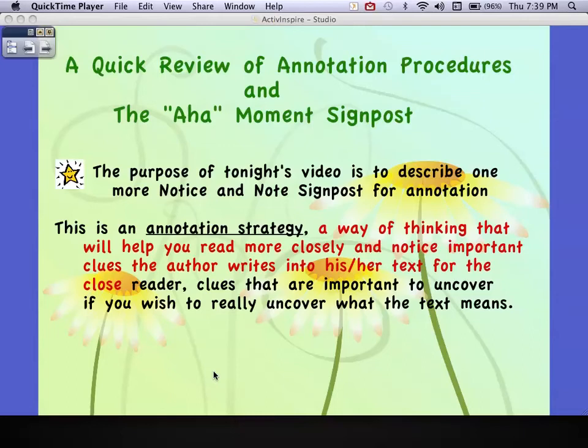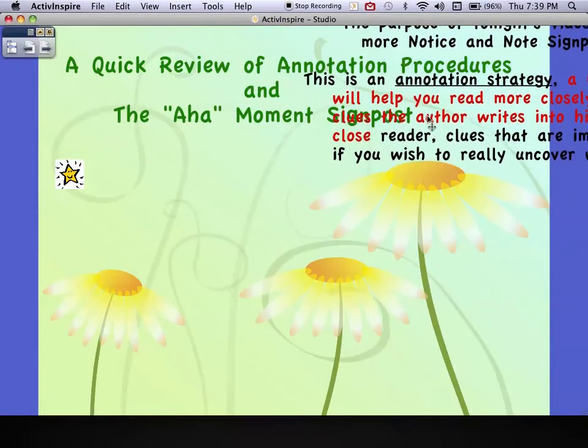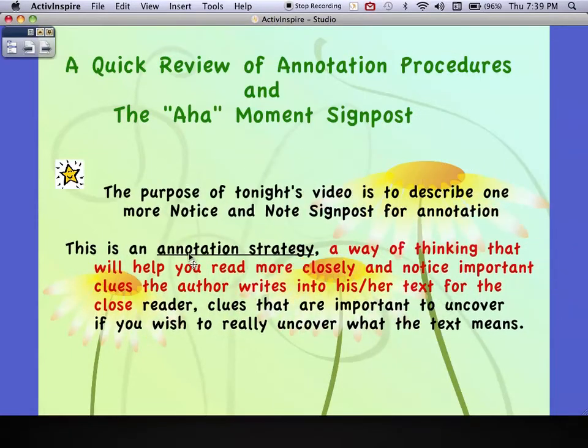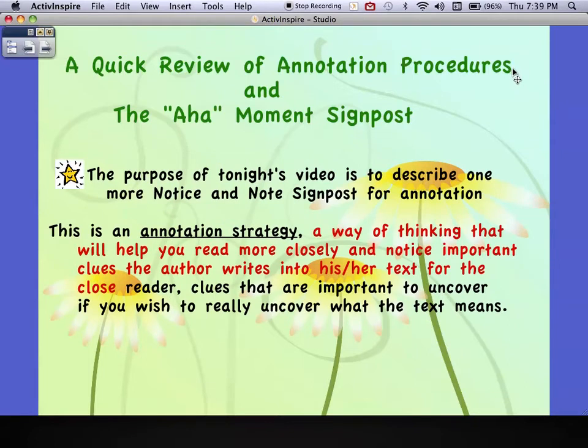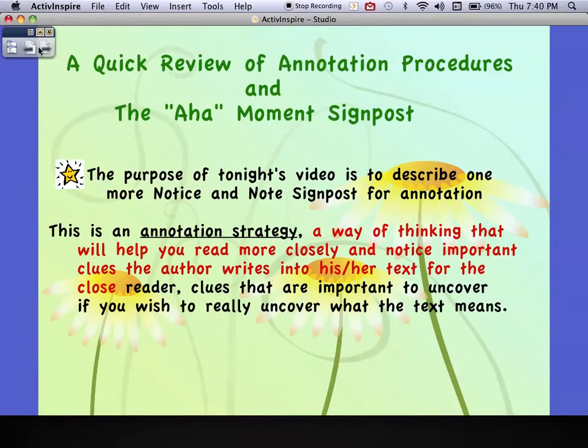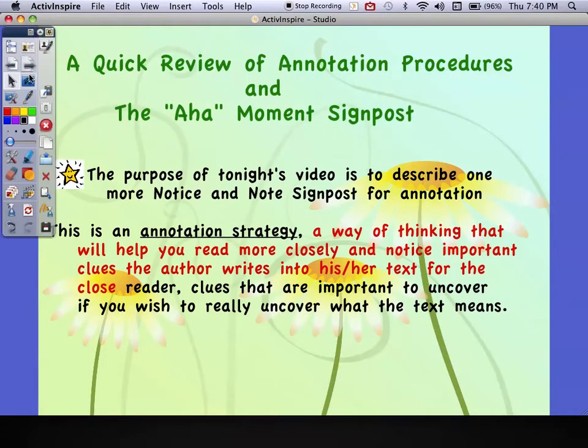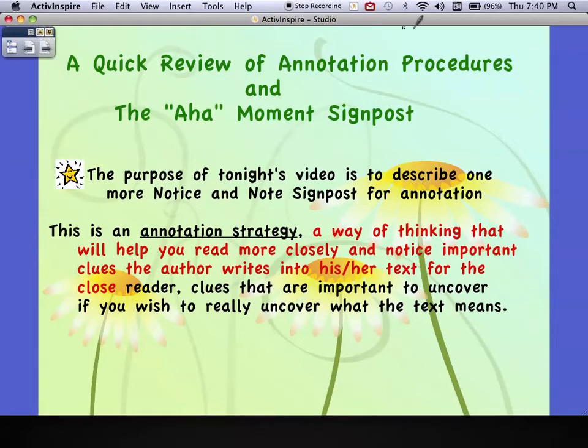A third way of looking at how to, a suggestion for annotating. Whoops. And the second reason tonight's video is to talk about some strategies for annotating. Since we haven't really done a lot of that reviewing and work, we're going to talk about that tonight as well. So again, here's the purpose: to describe one more notice and note signpost, and to go over some possibilities for annotation while you're reading.